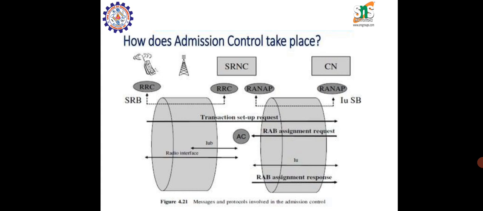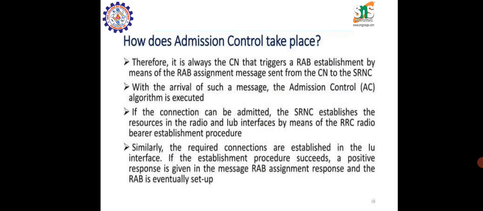This diagram represents how admission control takes place between the radio resource access and how messages and protocols are involved in admission control. It is always the core network that triggers an RAB establishment by means of RAB assignment messages sent from the core network to the SRNC. With the arrival of each message, the admission control algorithm is executed.